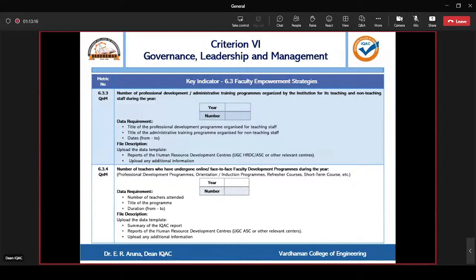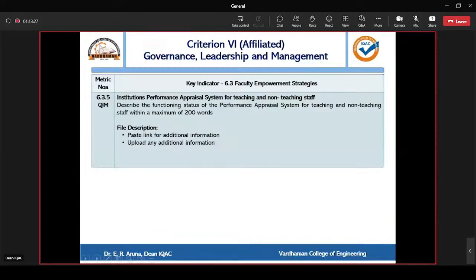So if we have given the number of faculty who have attended a particular program on so-and-so date, then we have to submit all the faculty participation certificates as proof of evidence. Let me continue. 6.3.4, which is a QnM.